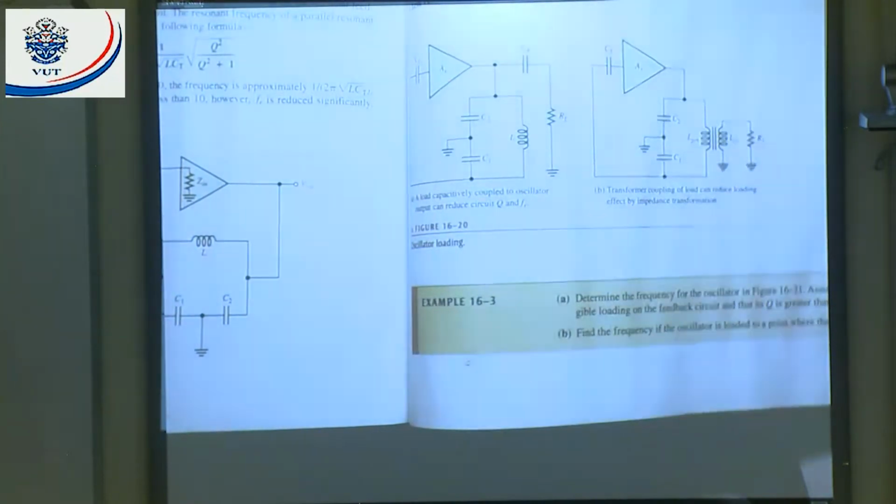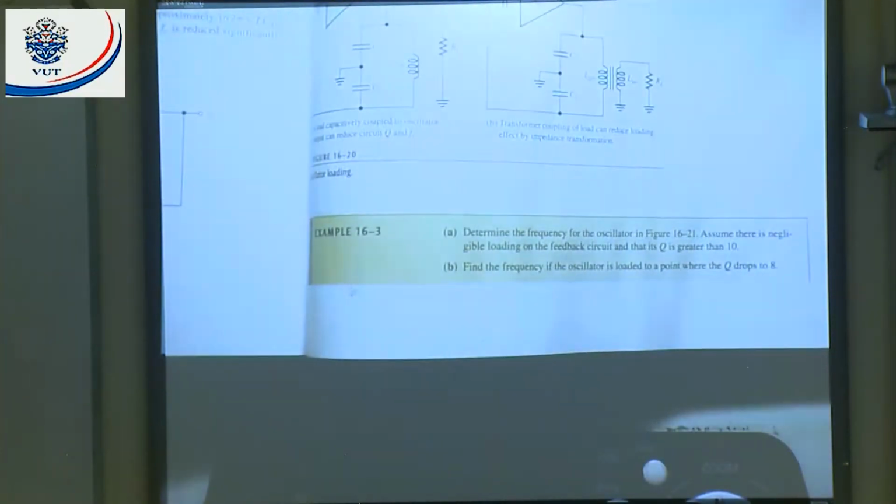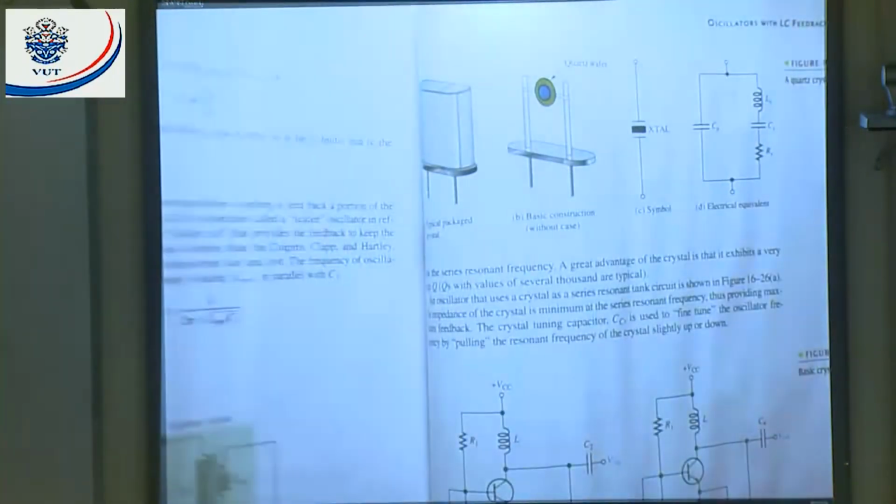All right, let's have a look at the next example. Example 16.3. They say determine the frequency of oscillation in figure 16.21. Assume there is a negligible load on the feedback circuit and that Q is greater than 10. Then B, find the frequency if the oscillator is loaded to the point where Q drops to 8. That means we're going to use two different formulas to determine my resonant frequency.